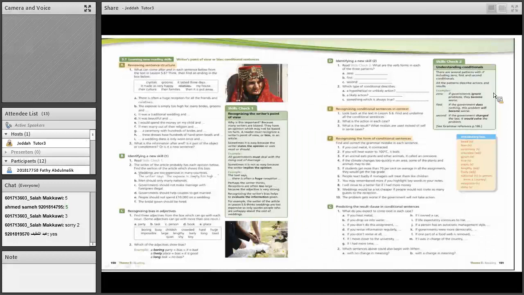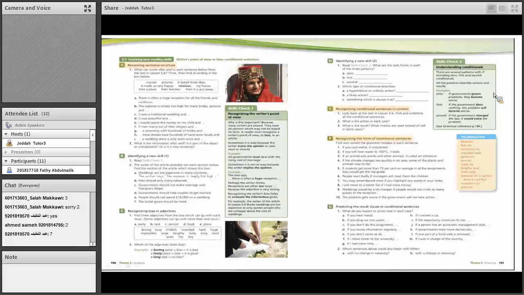Okay. E. So people should not spend £10,000 sterling on a wedding. But this is paragraph what? This is paragraph 2.2.